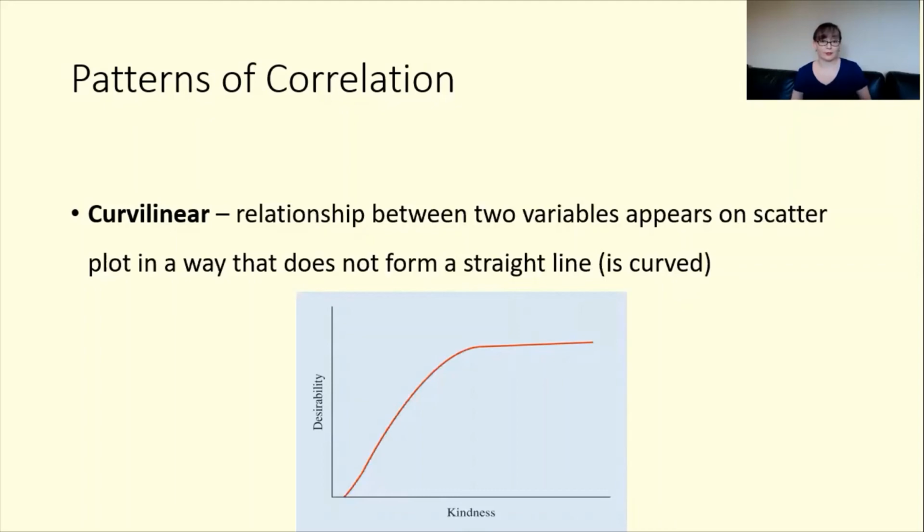At a certain point, that stops and desirability remains the same. And so because there's this change in the variable, there's not a linear relationship. It's not just a single kind of relationship. We get this curvilinear relationship. And there's other kinds of variables that we'll see this relationship with as well. So for instance, anxiety and achievement oftentimes shows this kind of curvilinear relationship.